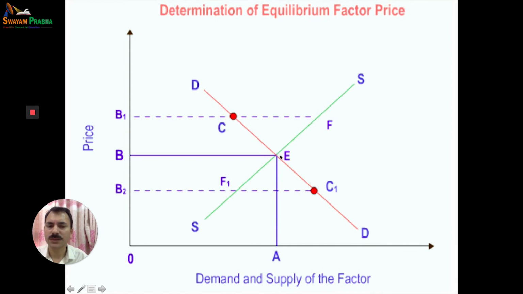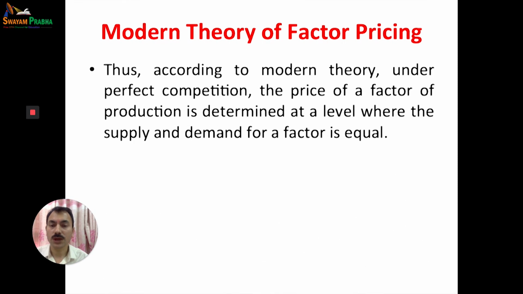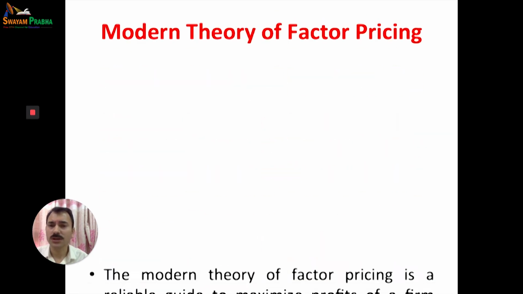The market forces will work here, and this is the point of determination of the wages or the price of the factor of production. So demand and supply play a very important role as per the modern theory of marginal productivity. The point where demand for the factor and supply of the factor intersect each other will be the point of determination of the price of the factor of production, whether land, labor, or capital. According to modern theory, under perfect competition, the price of a factor of production is determined at the level where supply and demand of the factor are equal.